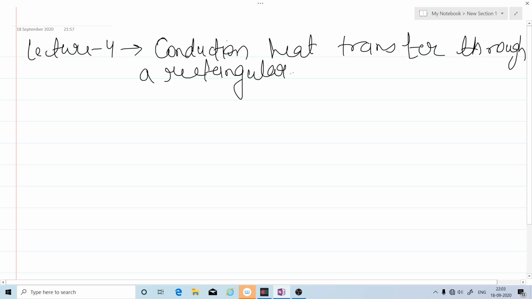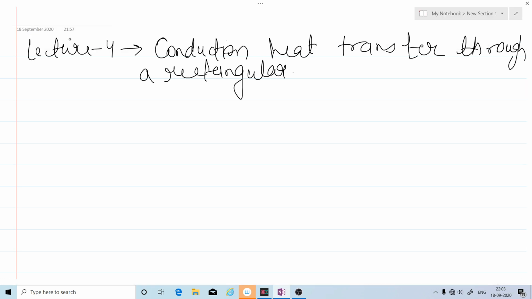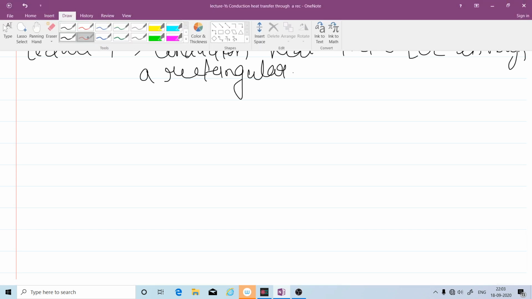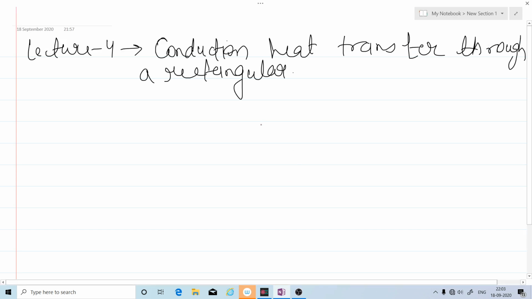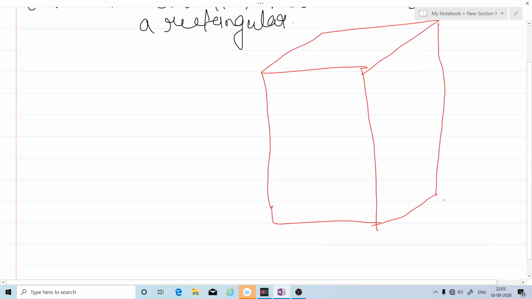Before studying conduction heat transfer through a rectangular slab, let us see what actually a rectangular slab is. For that, let me draw a simple diagram. This is a vertical line, these are some dimensions, and these are certain other dimensions. This kind of structure is called a slab. This is a rectangular slab.